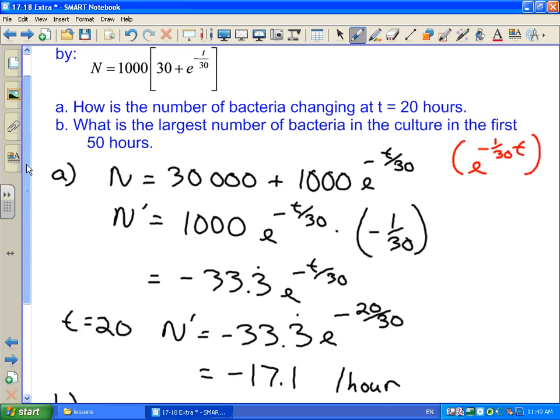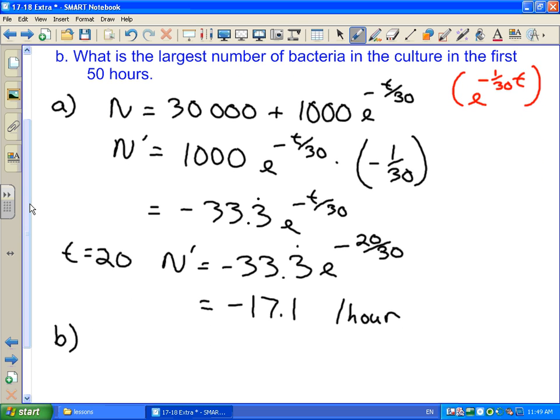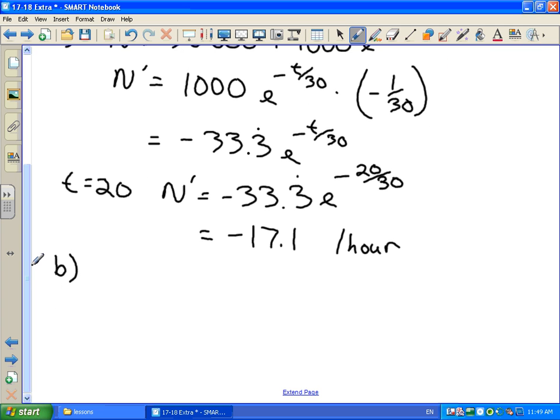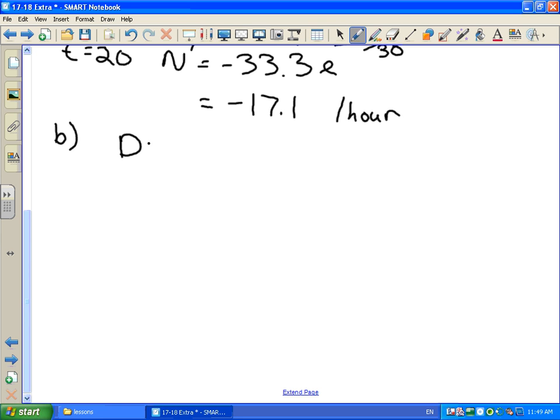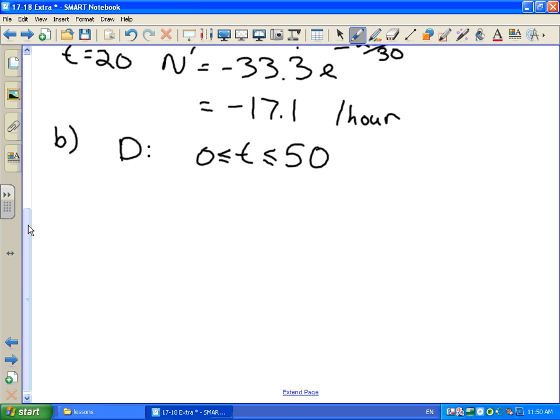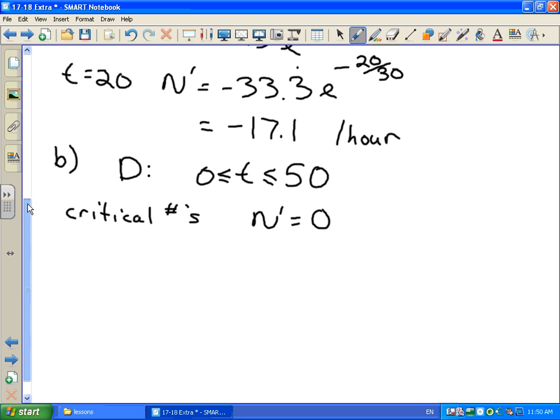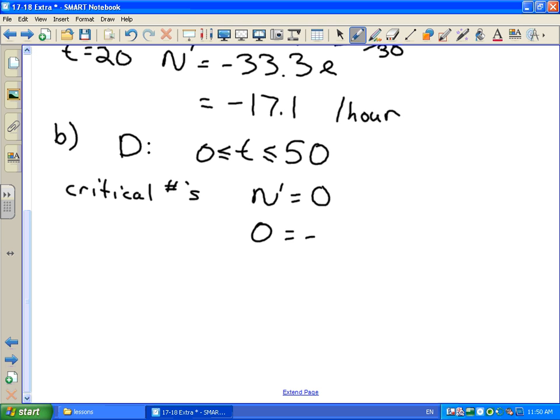Part B. We want to find the largest number of bacteria in the culture in the first 50 hours. So let's start off with our domain here, which is, if we're looking at the first 50 hours, we're interested in t values between 0 and 50. And if we're interested in finding where the maximum occurs, well, we've got to find our critical numbers. So let's take our derivative. Let's just write out critical numbers. We want where n primed equals 0. So we know what n primed is. It is negative 33.3 repeated e to the minus t over 30. And we want to solve that for t.